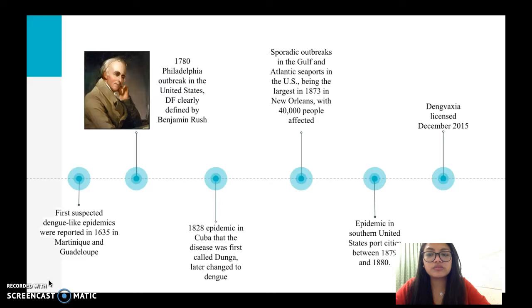So it was in 1635 that a first suspected dengue-like epidemic occurred. However, it was in 1780 that dengue fever was clearly defined by Benjamin Rush. 1828 was when an epidemic in Cuba was first called dengue. Sporadic outbreaks occurred in New Orleans in 1873 that affected 40,000 people. 1879 to 1880 was when an epidemic occurred in the southern port cities in the United States. The vaccine was licensed in December 2015 in Mexico.